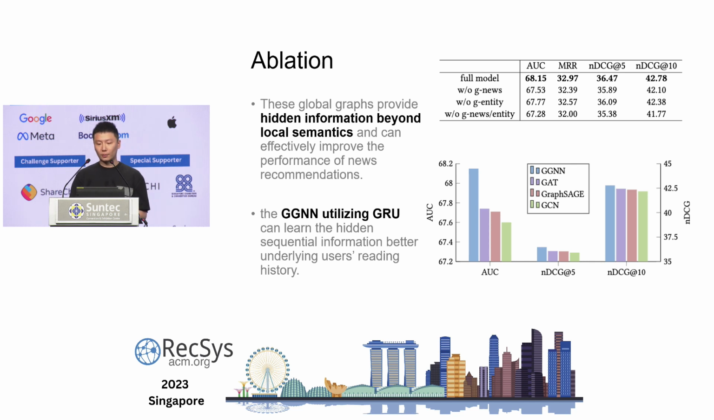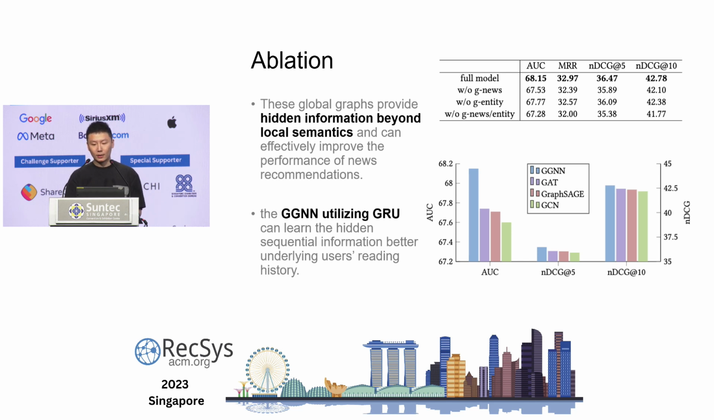And for the ablation experiments, we investigate the impact of the global news graph and the global entity graph. We can show that those global graphs provide hidden information beyond local semantics and can effectively improve the performance of news recommendations, especially the global news graph component.